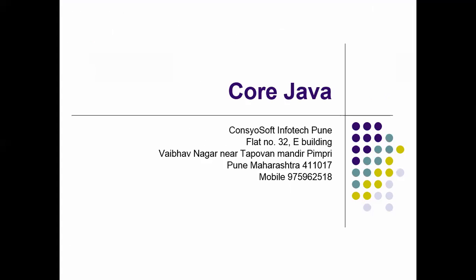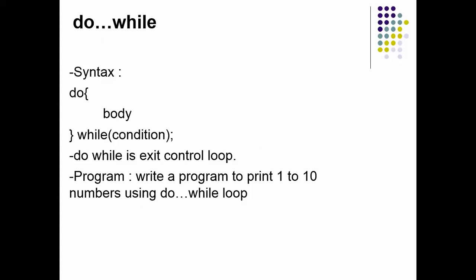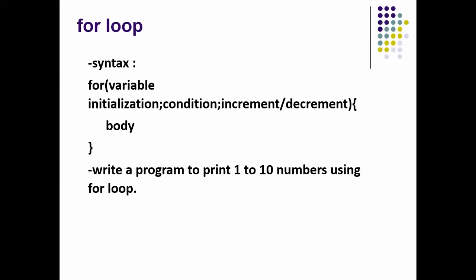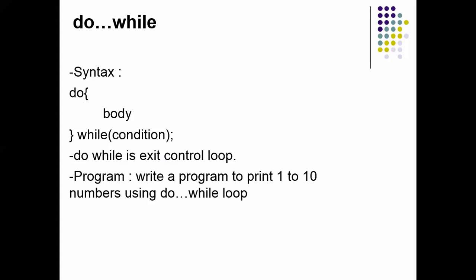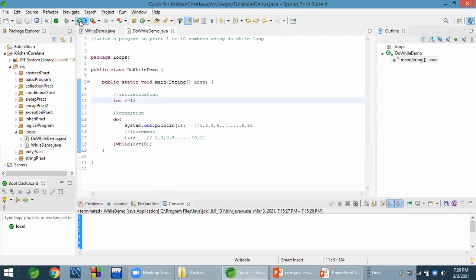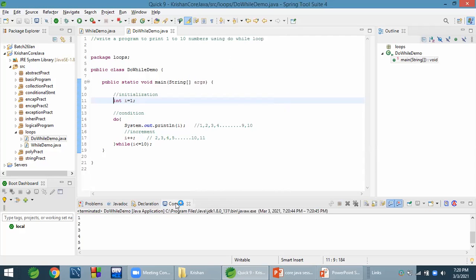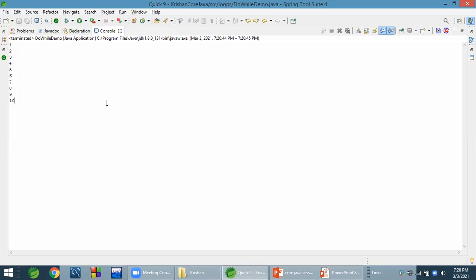Means when will you use while and when will you use do while loop. When you want to execute the body at least once, either the condition is true or false, that time you will go for the do while loop. And to execute the body only when the condition is true, that time we go for the while loop. So this is a program for the do while loop. Let's run this. 1 to 10, it printed 1 to 10.